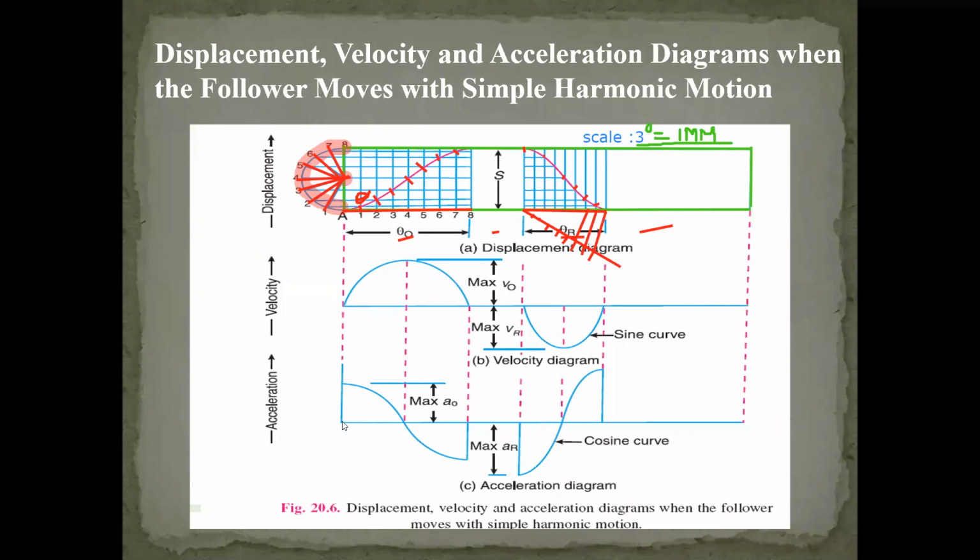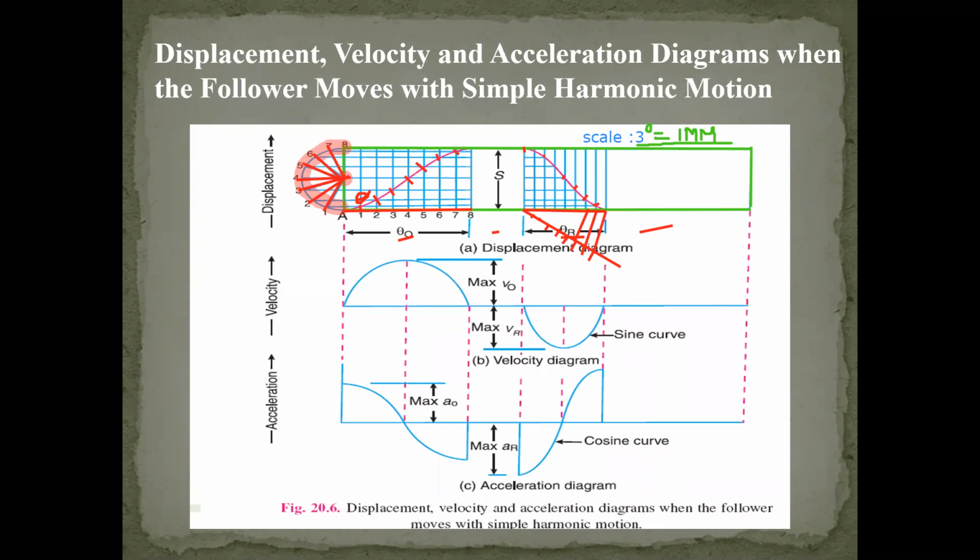And now let's see the acceleration. At the beginning of the stroke it gets the maximum acceleration, when it reaches the mid of the stroke it is 0, and at the end of the stroke it is again maximum. This is the way we approach this particular type of follower motion. So this is the acceleration diagram.